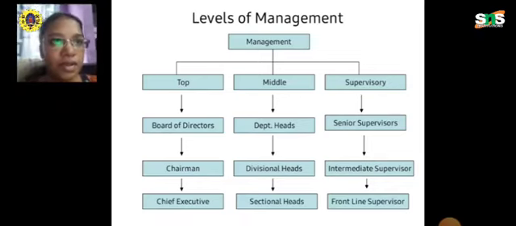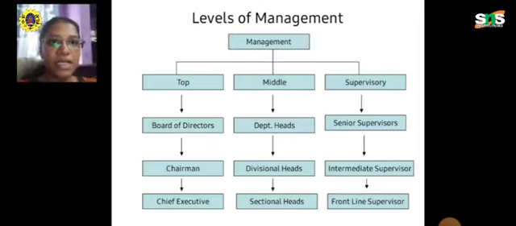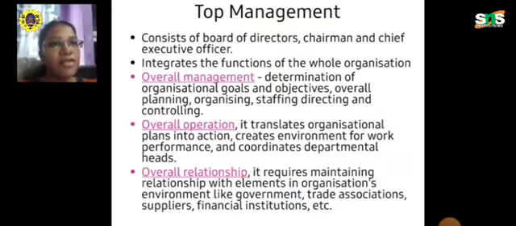So as we all know, according to management, there is the top level, middle, and the supervisory. Who all come under the top level of management are the board of directors, chairman and the chief executive. And coming to the middle level of management: department heads, division heads and sectional heads. Supervisory: senior supervisor, intermediate and the frontline supervisors. So these are the levels of management.